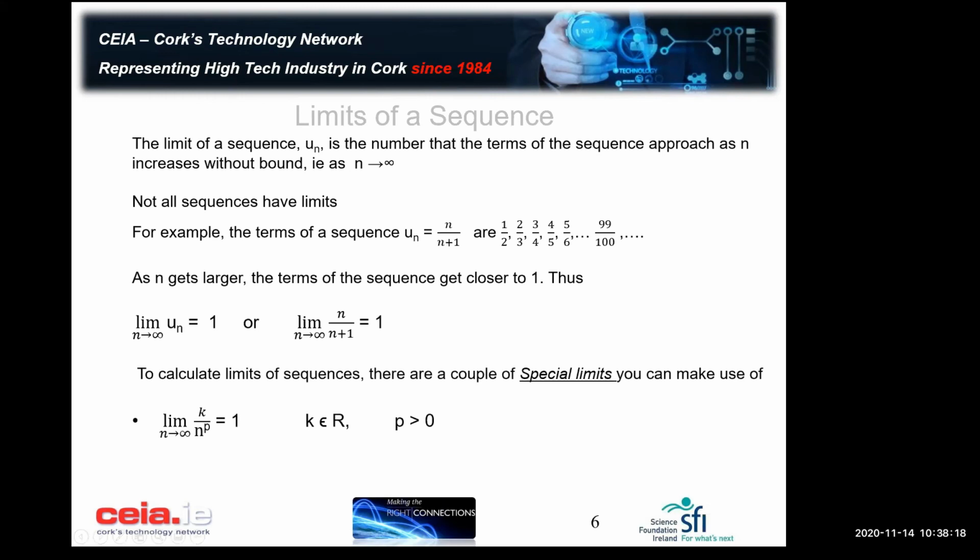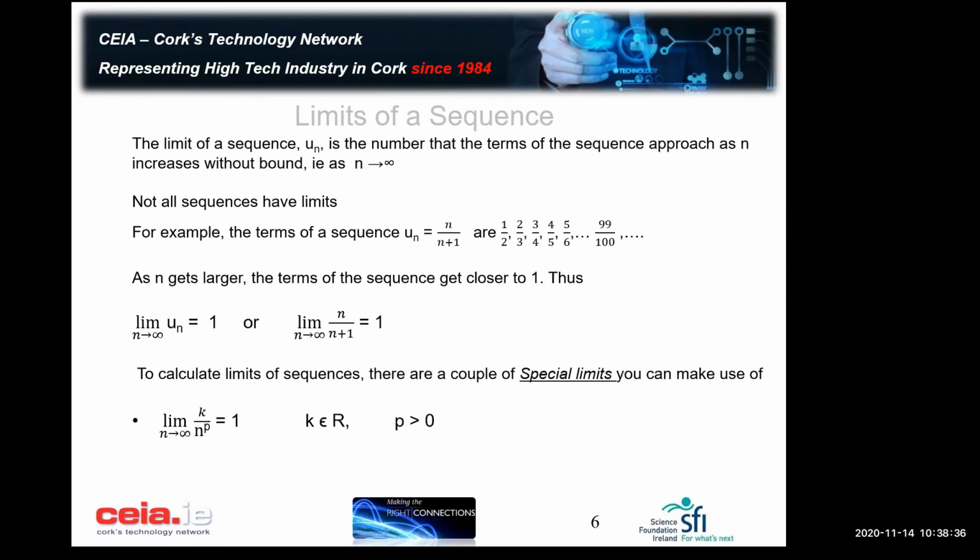The first one is the limit of k over n to the power of p as n approaches infinity is equal to 0. k has to be an element of R, of the real numbers, and p has to be greater than 0. Why is p greater than 0?